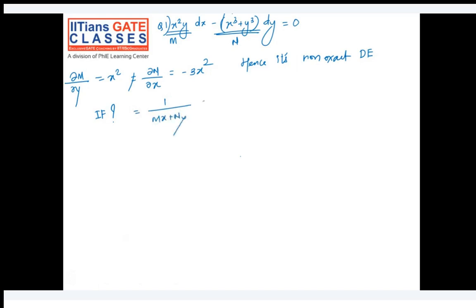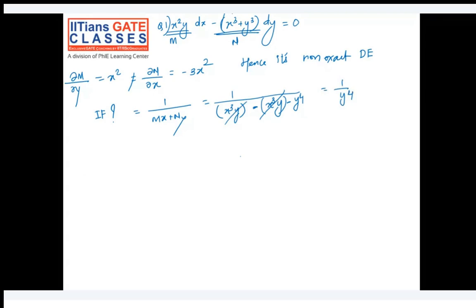x cube y, it will come M into x plus N into y, which will be minus, because N is negative. So x raised to the power 3 y, plus, it will again be minus y raised to the power 4. So this x cube y will get cancelled. 1 upon y raised to the power 4 is the integrating factor. So if you multiply the equation with this, you can convert the given equation to exact.